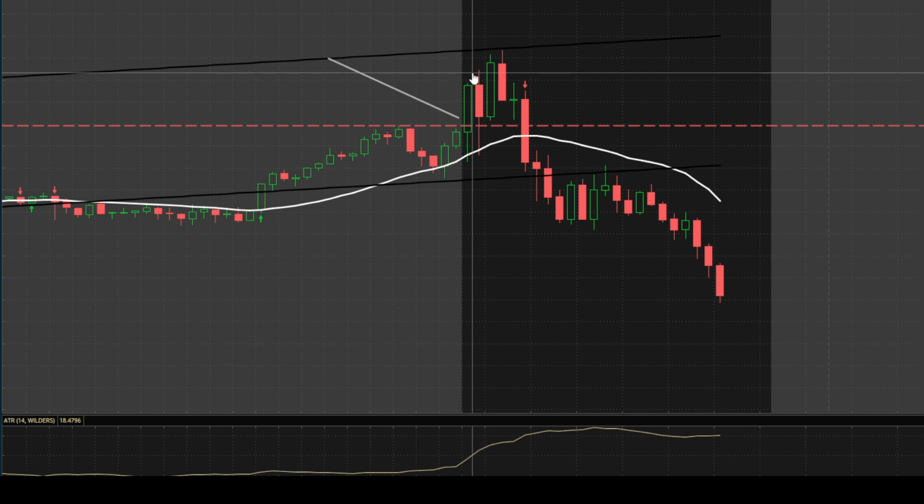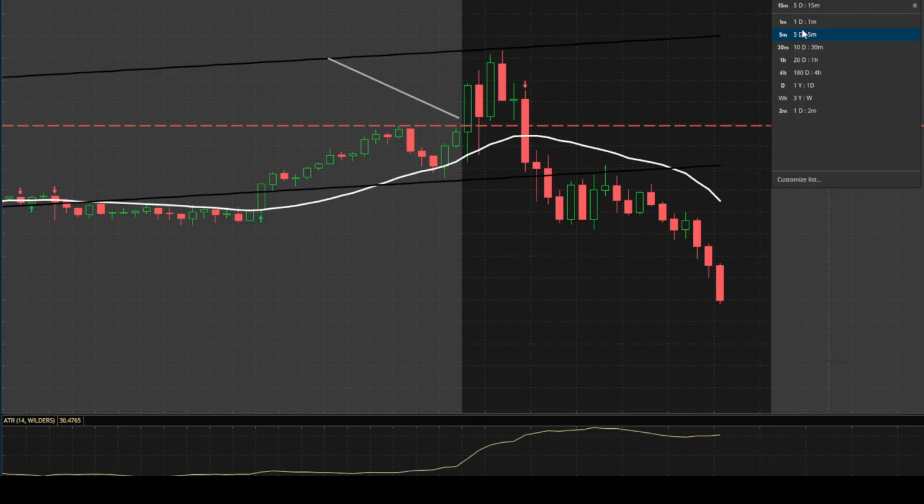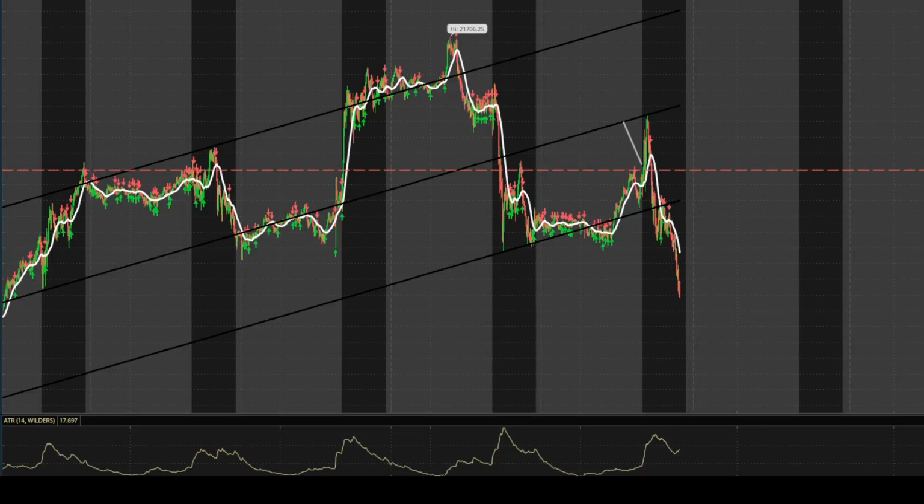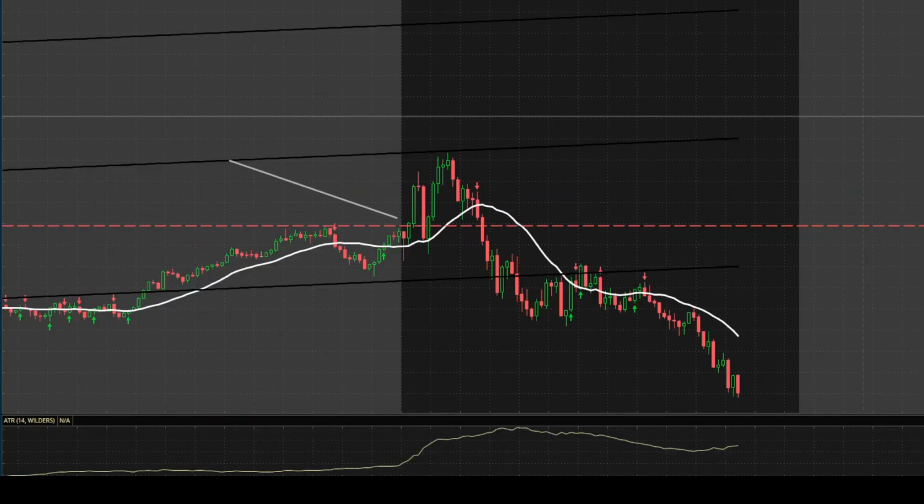But again, on these opening drive plays, I don't want to be looking for 30, 40, 50, 60 points. I'm more in the sweet spot of, if I can take 2 or 3 mini contracts and grab 5, 6, 7 points, I'm going to do it. If I can play one mini contract and grab 10 points, I'm going to do it. Okay, so that's what I'm looking for. Now let's break this down into a 5-minute chart so we can see more closely how exactly this played out.